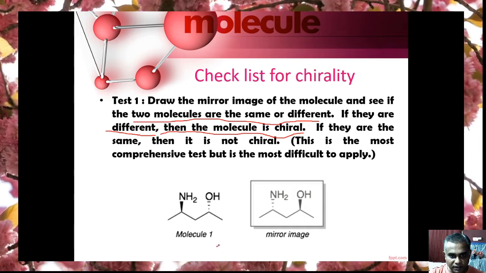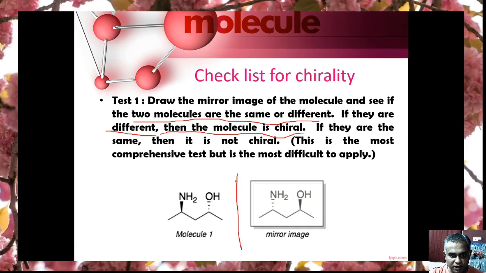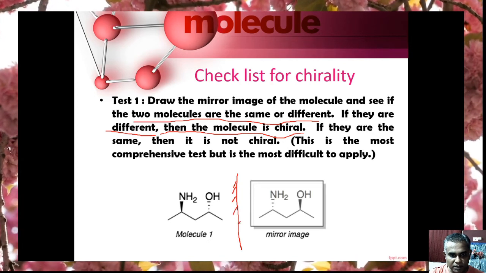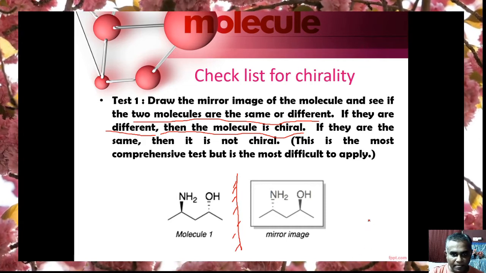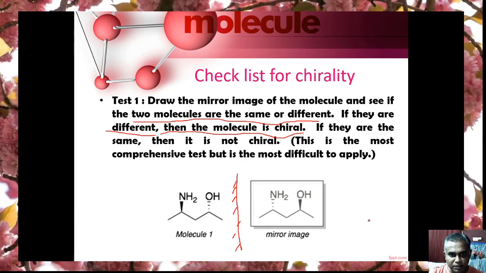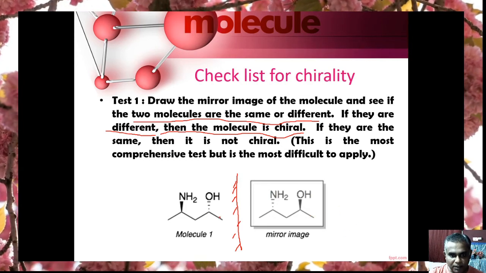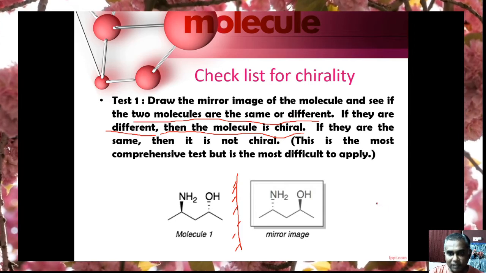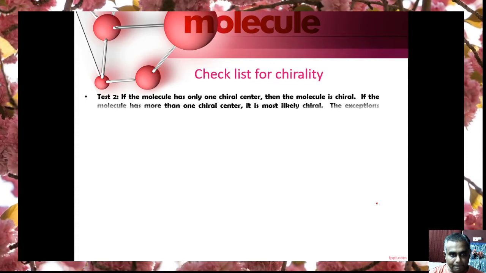So let us take this particular molecule and let us try to draw the mirror image of the molecule. And when we draw the mirror image of this particular molecule, if we see that the molecule and the mirror image are totally different, but it is exactly the mirror image and non-superimposable, then we can say that particular molecule is chiral.